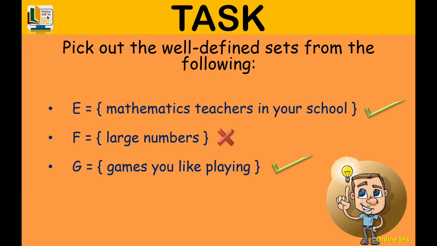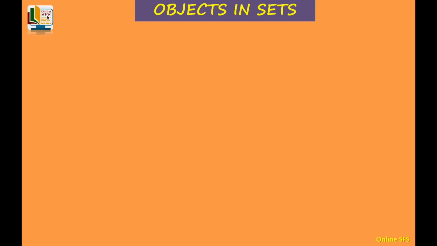The next one is H equals good stories. Now, some stories can be categorized as good stories by you, but there is a possibility that your friend or your brother or sister don't like them. Hence, it is not clearly mentioning good stories for whom, and hence we can say that it is not a well-defined set.